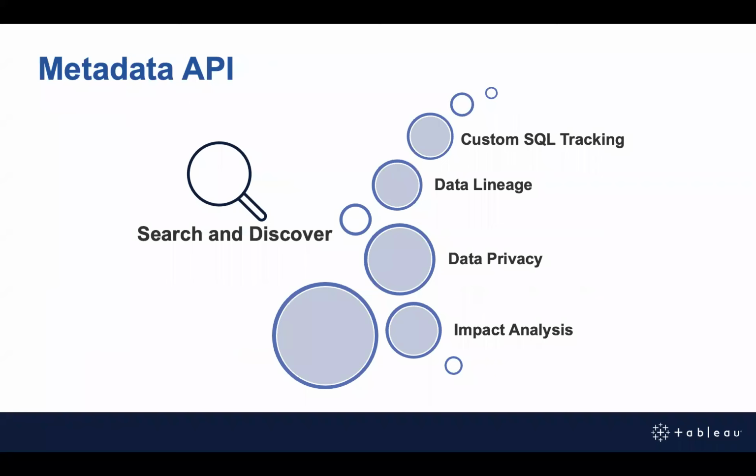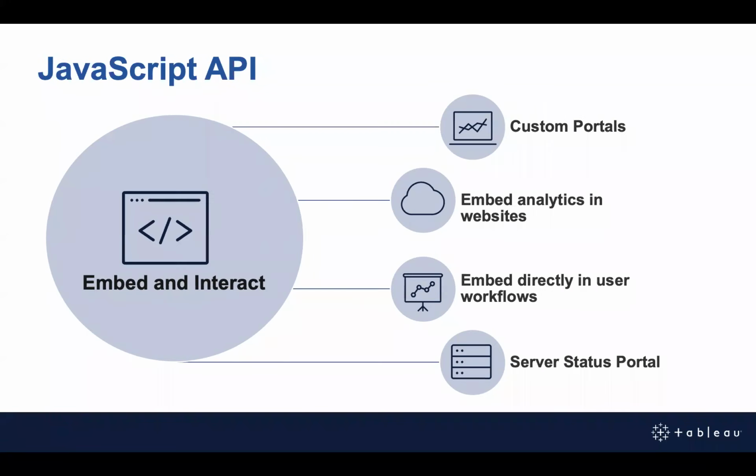And finally, there's the metadata API. Oh, sorry, I forgot to mention how to use the JavaScript API. Really, how the JavaScript API works is it runs JavaScript in a browser. So the code needs to be deployed to a web server so users can access it via a browser.